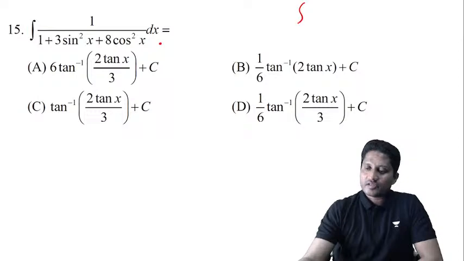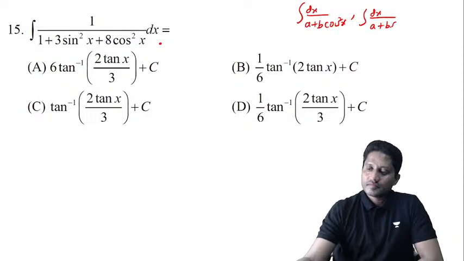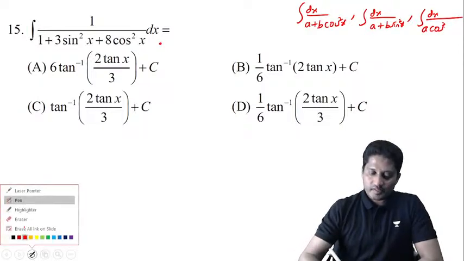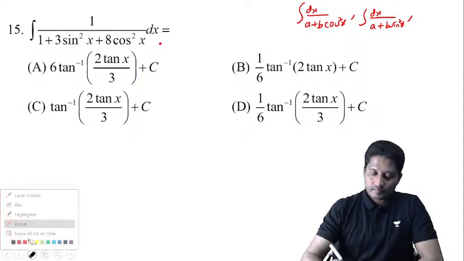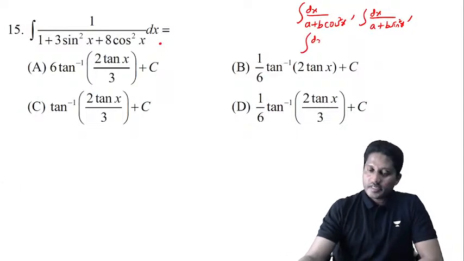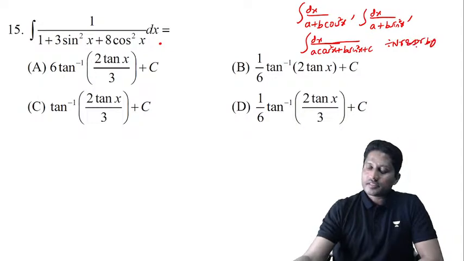See, whenever you have integrals of the form dx divided by a plus b cos square x, and dx divided by a plus b sin square x, and dx divided by a cos square x plus b sin square x plus c, you have to divide numerator and denominator by cos square x.